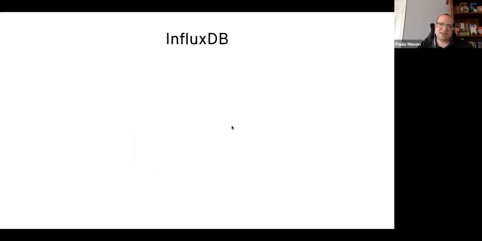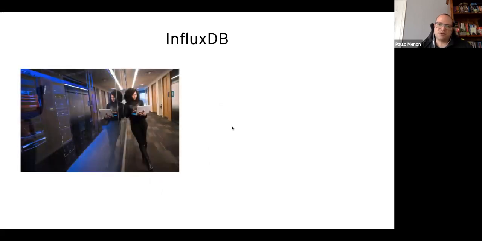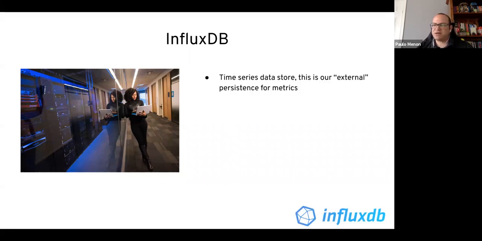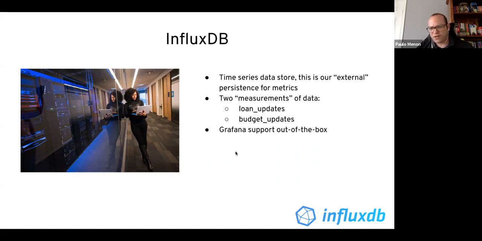And we used InfluxDB because it's a time series database, easy to deploy on Kubernetes, and easy to push information to. So it's a time series database and easy to get external persistent metrics. We use two measurements of the data for this demo. We have the loan updates and we have the budget updates. Grafana has support out of the box for InfluxDB. So it has a data source that connects to InfluxDB. So that was easy also to configure and use InfluxDB as our database for this demo, providing support for Kubernetes operators, so you can install the InfluxDB operator on Kubernetes.